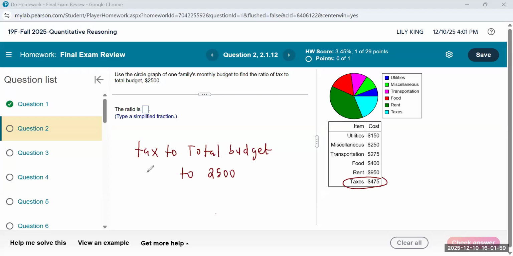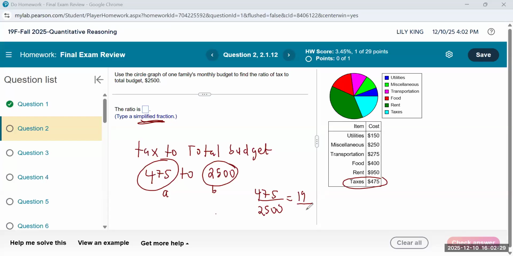So the taxes is 475. Now in ratio, the quantity that comes before your two statement will always be at the top, and the quantity after the two statement will always be at the bottom. So you have 475 divided by 2,500, and leaving this as a simplified fraction. That's what the question is asking us to do. You have a reduced form of 19 over 100.